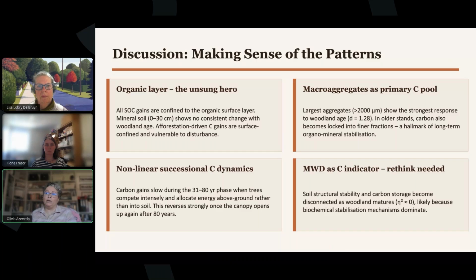It works well in agricultural soils where physical aggregation and carbon storage are tightly tied through fresh organic inputs. In forest soils, that connection progressively breaks down as biochemical stabilization pathways take over. The metric is not flawed. It is simply being asked to do a job it was never designed for.